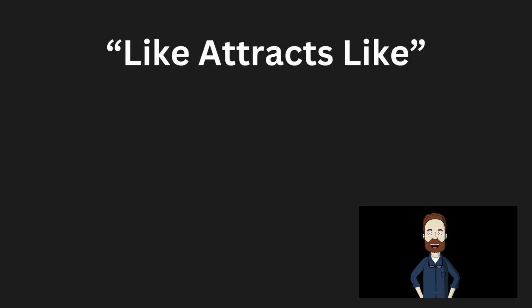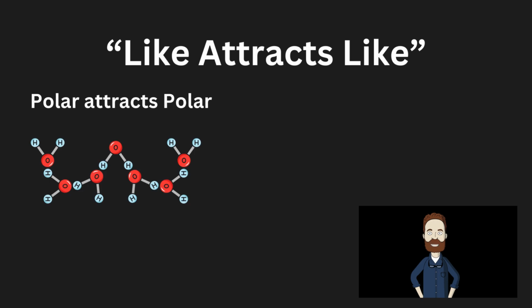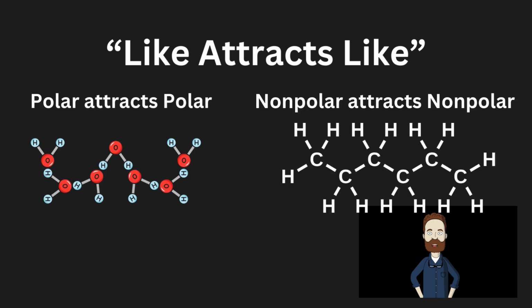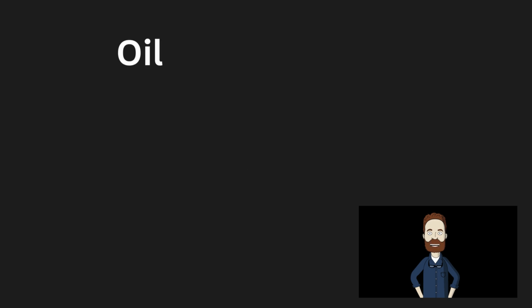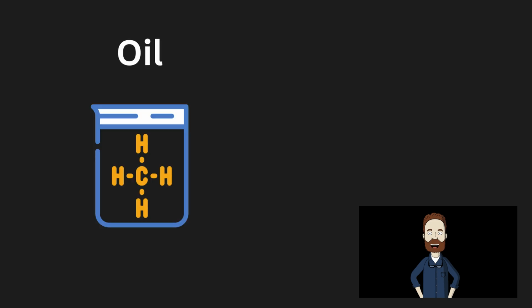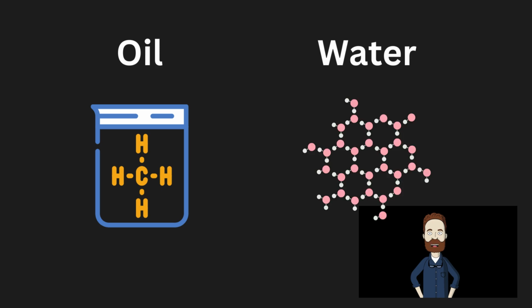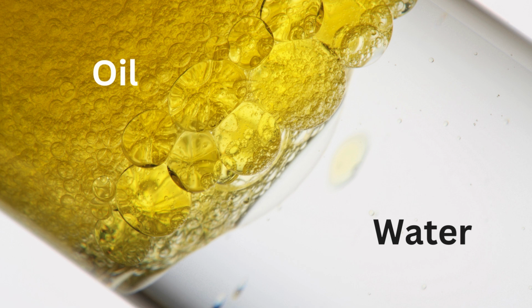A simple way to remember this is that like attracts like. Polar molecules attract other polar molecules, while nonpolar molecules attract other nonpolar molecules. Think about oil and water, for example. Oil is made up of nonpolar hydrocarbons, while water is made up of polar covalent and hydrogen bonds. When you put them in the same glass, they are clearly separated. This is an important concept to understand, as this is utilized in many cellular components, including the cell membrane, which we will talk about in later videos.